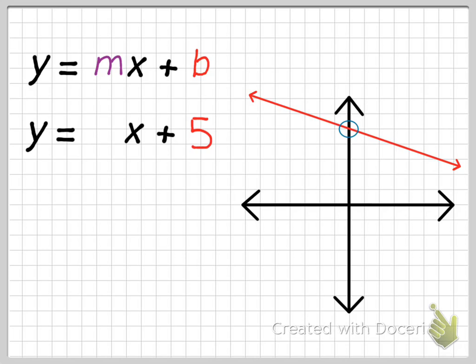And then my slope, remember this is negative. So I've got a negative rise. That's a negative 1. And my run is 3. So my equation is y equals negative 1/3 x plus 5.